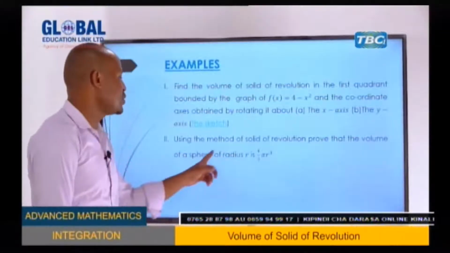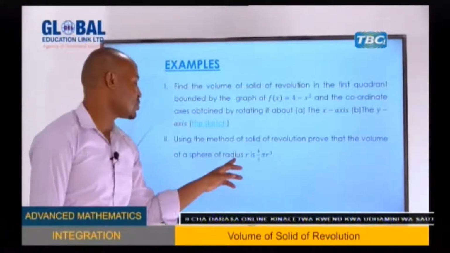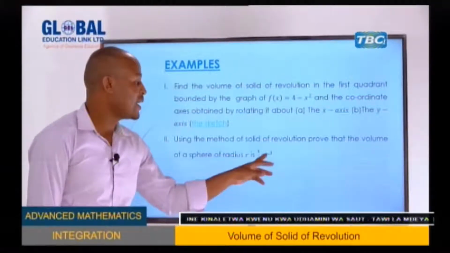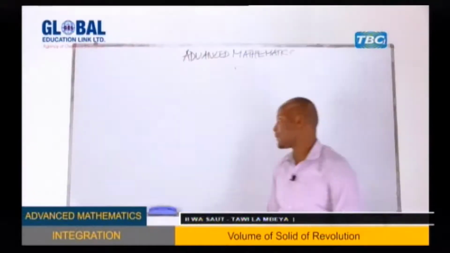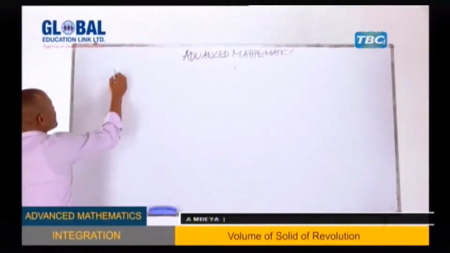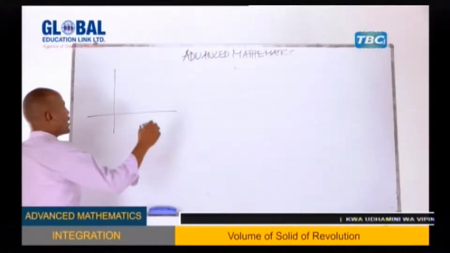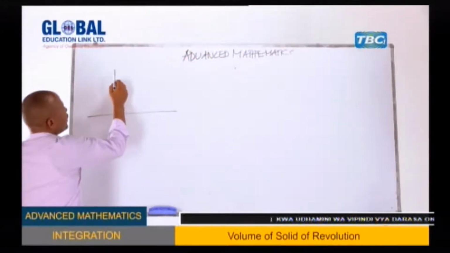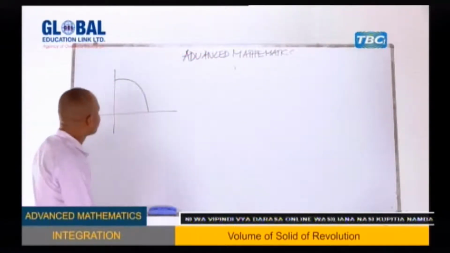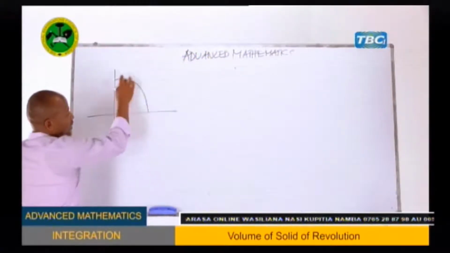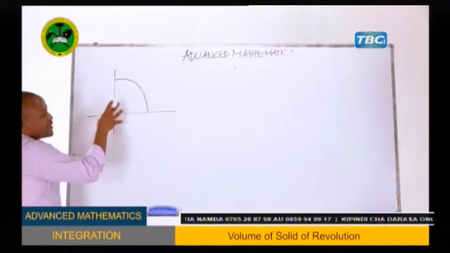As the example says, using the method of solid of revolution, prove that the volume of a sphere of radius r is 4 over 3 pi r cubed. Now consider the following. Consider you have something like that, and you have a sphere that is in the first quadrant. Let's say this is a part of a sphere, because we know a sphere can be divided into 4 quadrants.